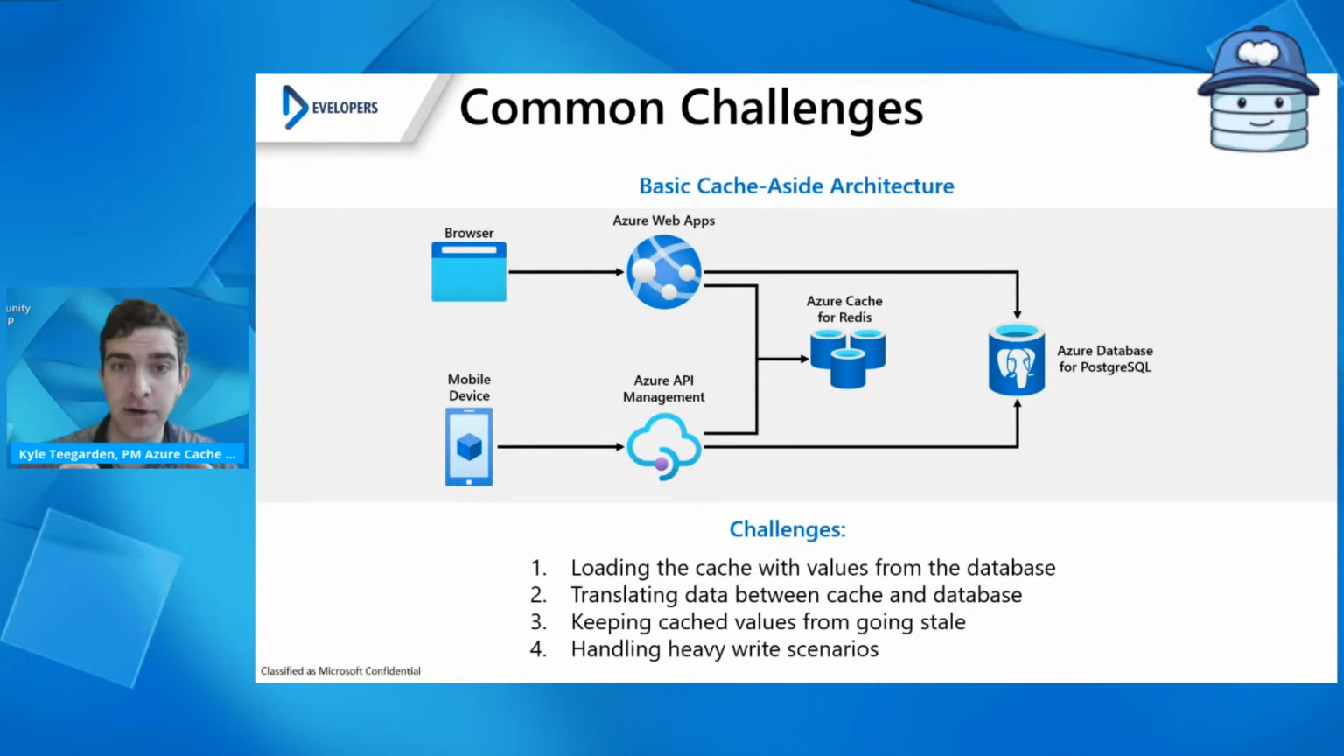How do you keep cache values from going stale? Trigger on expirations and use a function to refresh the data in the cache. And then heavy write scenarios, using serverless functions and a write behind pattern might be a way to solve some of those problems as well. So, these are common problems, and I think functions gives you a tool in your tool belt to solve them.